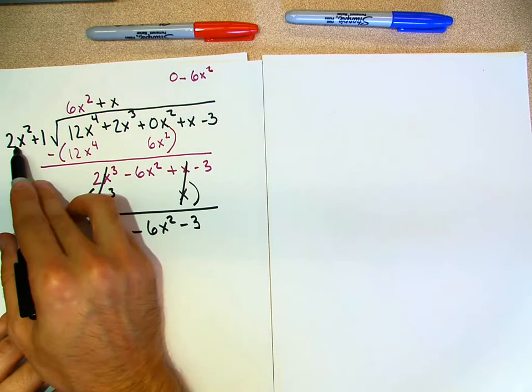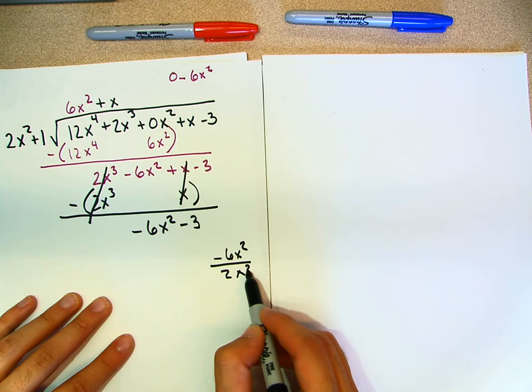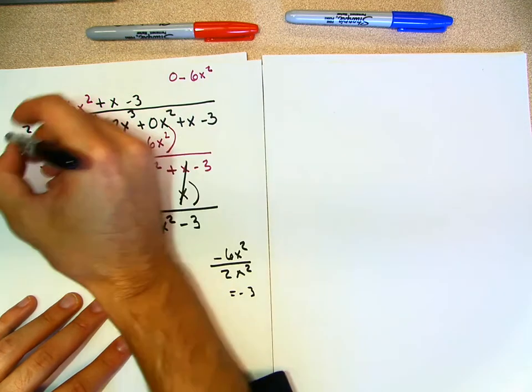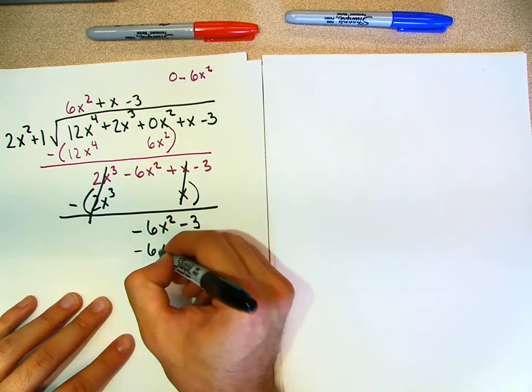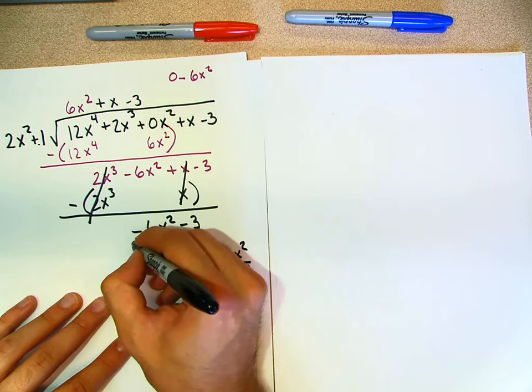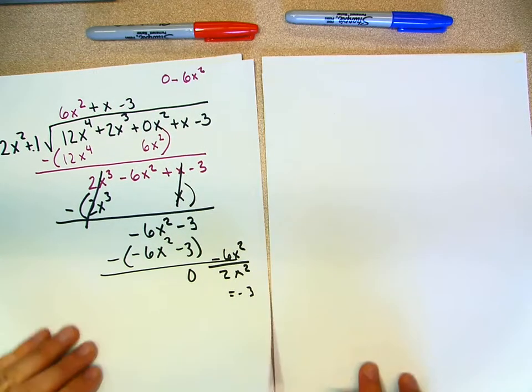How many times does 2x squared go into negative 6x squared? Right? It goes in negative 3 times. So this is a negative 3 over here. Negative 3 times this is negative 6x squared. Negative 3 times 1 is negative 3. Parentheses, parentheses, subtract, and now you get 0. All right. What a question.